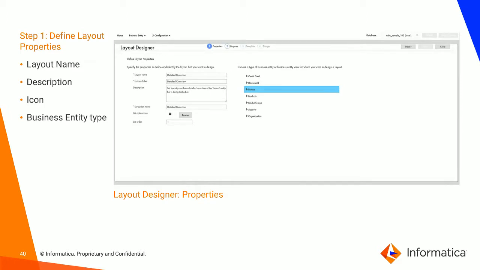In this first step, what I need to do is define my layout properties, such as giving a layout name and providing a description. For the dropdown, I can even define an icon here so it's easy for me to reference, and of course, select the business entity type. Under each business entity type, if you click the little arrow, you can also see all of the business entity views that have been defined for that model, and you can build layouts on those as well.